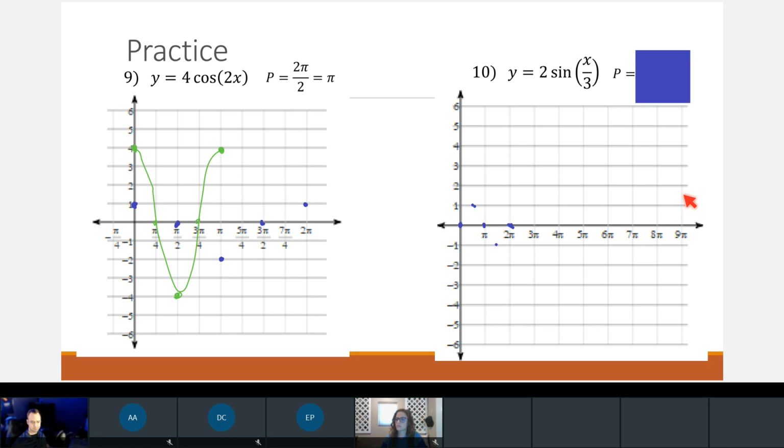Okay, so on the calculator, you can see to calculate the period, you would do 2 pi over 1 over 3, which ends up being 6 pi. So to complete a full rotation, the midpoint would be right between 1 and 6.